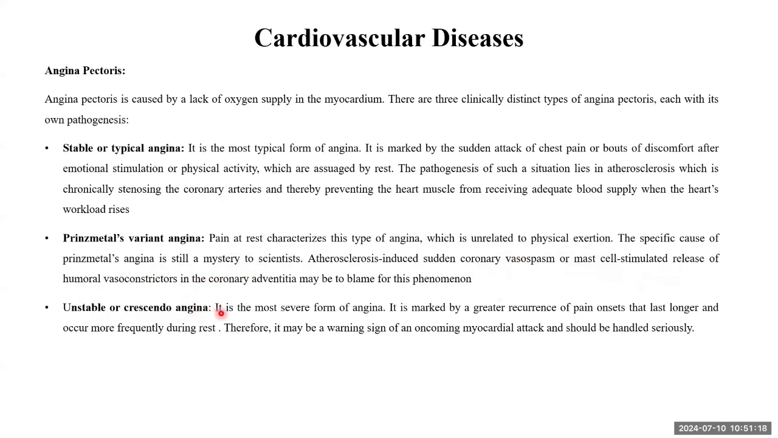Then there is unstable or crescendo angina. It is a very severe form of angina. It is marked by great recurrence of pain onsets that last longer and occur more frequently during rest. And this type of angina usually converts into myocardial infarction. So unstable and Prinzmetal angina both are red flags, but unstable angina should be dealt with as soon as possible in emergency settings because it is a very imminent situation leading to a heart attack. So it's a warning sign of an oncoming myocardial attack and should be handled seriously.